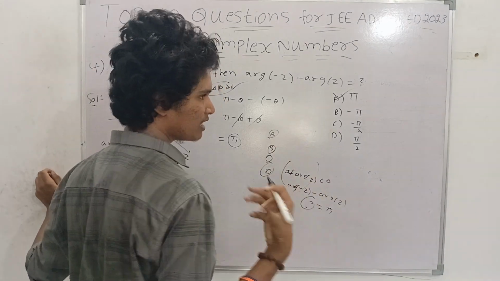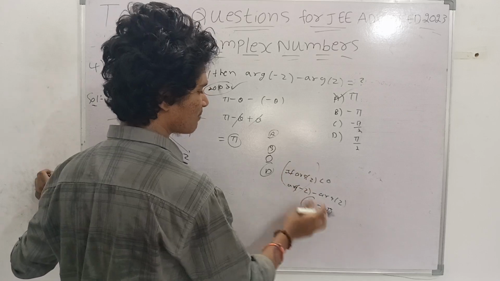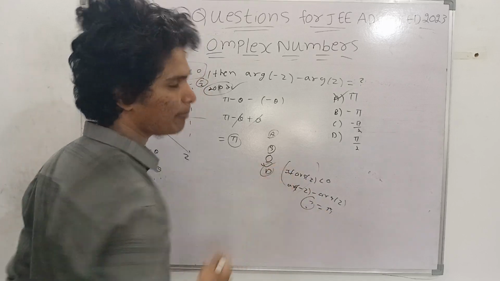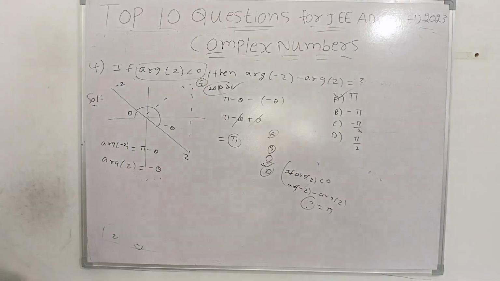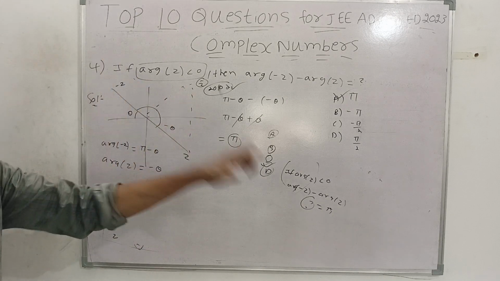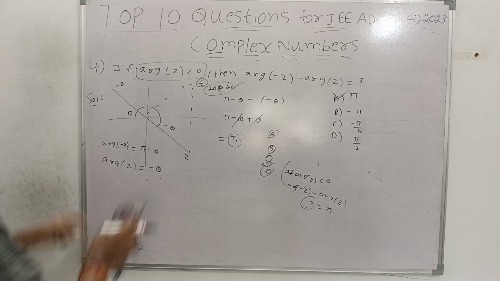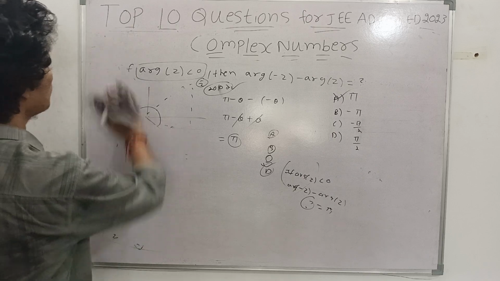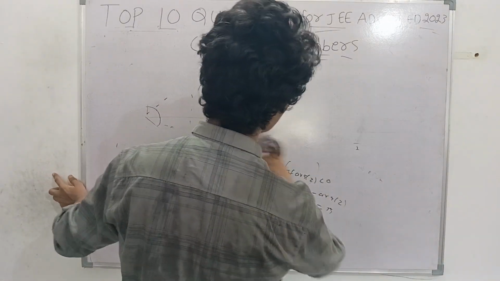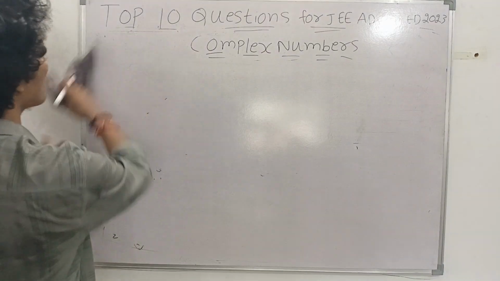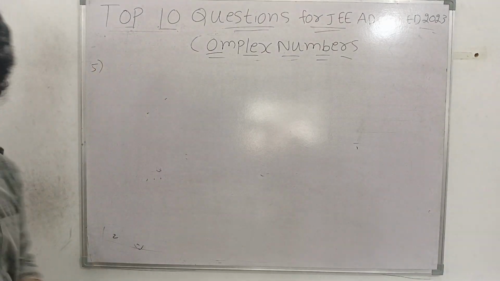And what is the question? State which of the following are true. If it is pi, the answer will be D. Like this you have to solve. So this small question has the capability to become an option in a large question. So you have to be ready, guys. 4th question got completed. Now 5th question.